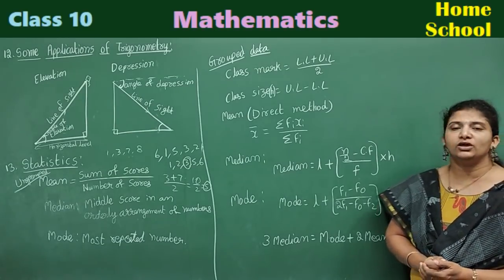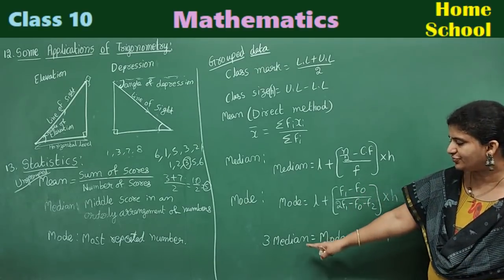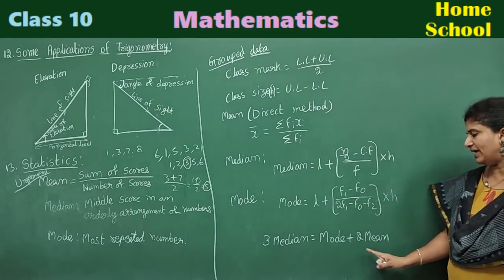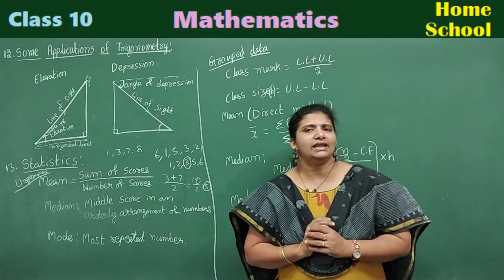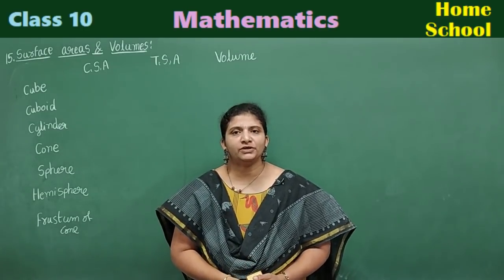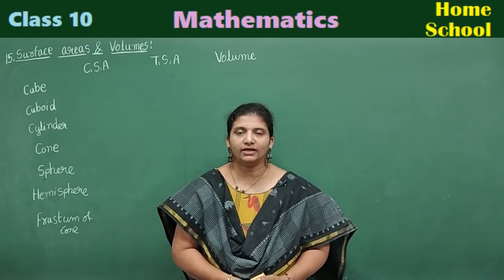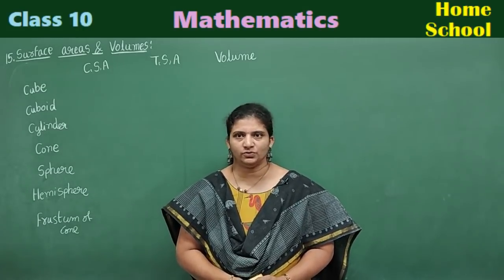And one more formula you have, the relation between mean, median, mode. That is 3 median is equal to mode plus 2 mean. If you remember all this, you can answer any type of question in statistics. The 14th chapter, probability, is not there, and coming to your 15th chapter, surface areas and volumes.